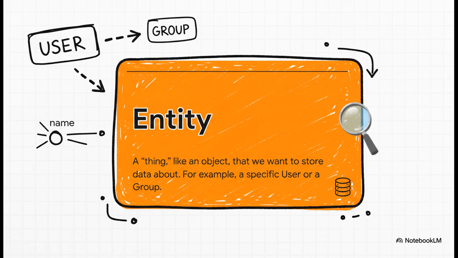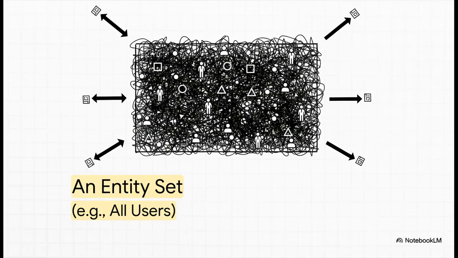First up, we have the entity. An entity is just a thing that we want to store information about. You know, a person, a place, an object. For our social media app, the most obvious things are the users and the groups. These are the main nouns in the story of our data. And in our ER diagram, our blueprint, we represent a whole collection of these things, what we call an entity set, with a simple rectangle. So all of our millions of users, they all live inside this one users box.